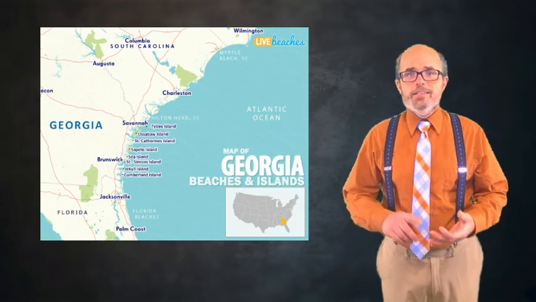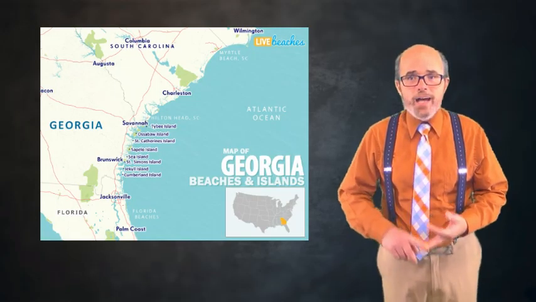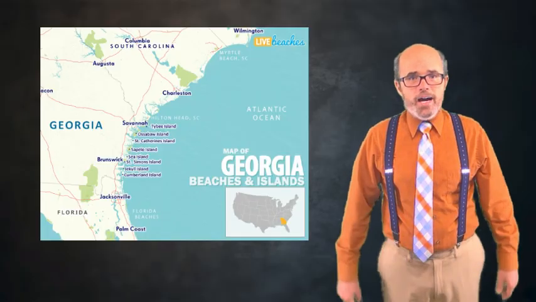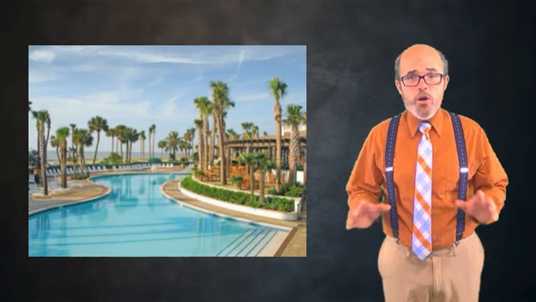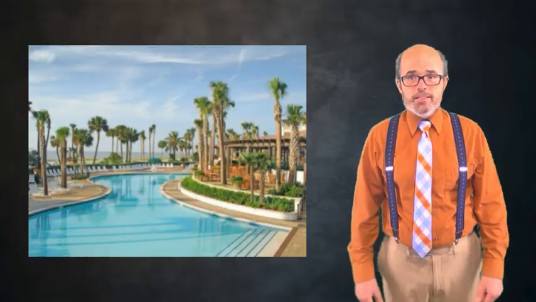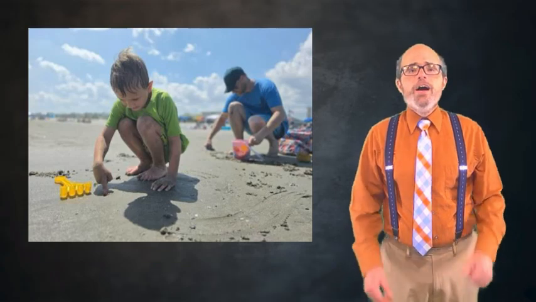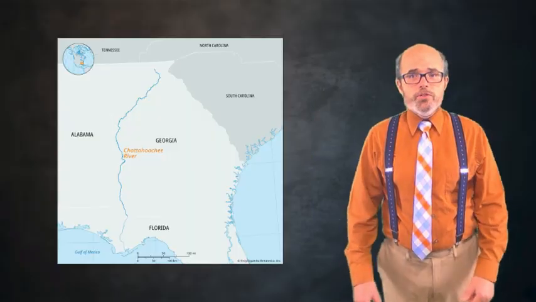You've got Jekyll Island, St. Simon's Island, Tybee Island, and Amelia Island, and that's just a small sampling of those Barrier Islands and all they do. Finally, we're going to talk about the 2 main rivers of Georgia.